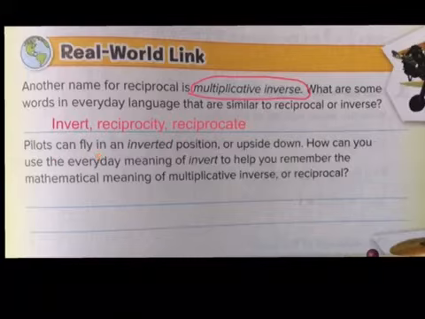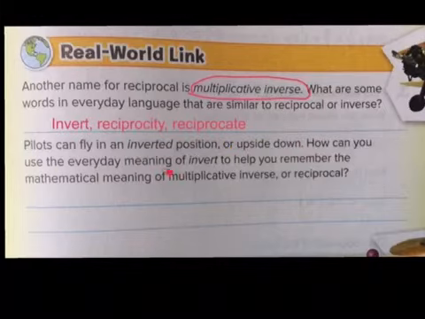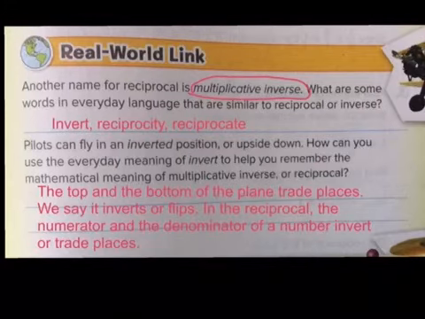Pilots can fly in an inverted position, or what we call upside down. How can you use the everyday meaning of invert to help you remember the mathematical meaning of multiplicative inverse or reciprocal? The top and the bottom of the plane trade places. We say it inverts or it flips. In the reciprocal, the numerator and the denominator of a number invert or they trade places. That's the multiplicative inverse. Please copy this down for a key answer.